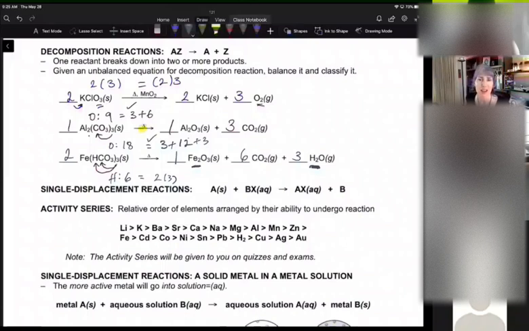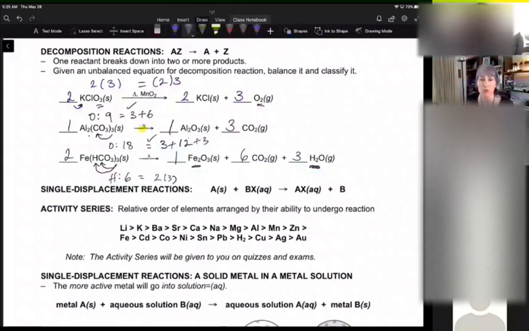So lots of practice balancing, forming compounds and balancing. That's what we're practicing. So we're learning some different reaction types at the same time. We'll want you to form neutral compounds and be able to balance reactions.